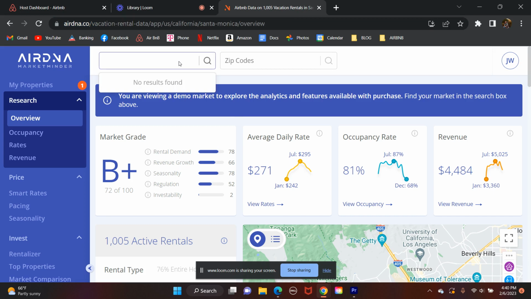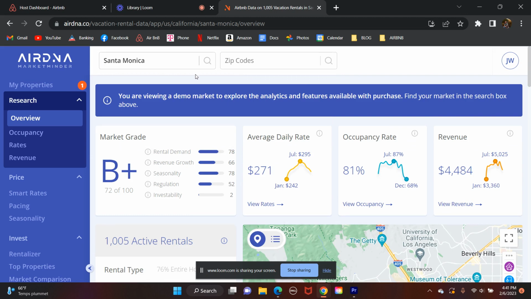In the video, we did a property in Santa Monica, so I'm going to keep that consistent here. And again, this is just a demo market so that we can explore the features. I don't actually have a property in Santa Monica, but this is just so we can actually see what you'd be looking at. Of course, you would put your specific city and your market in here as well.